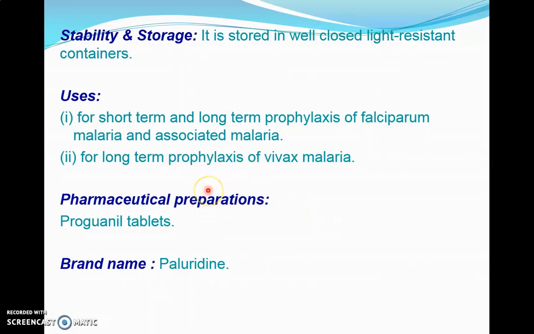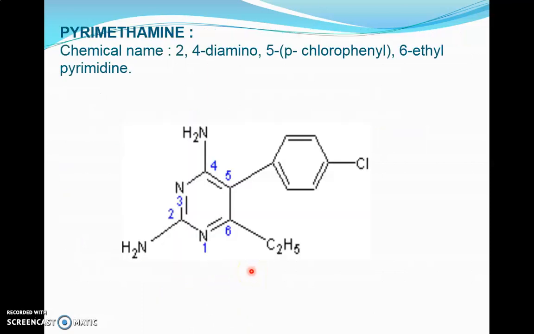So it is definitely used in the treatment of malaria as well as for prophylaxis of the vivax type of malaria. Pharmaceutical formulations include proguanil tablet and Paludrine. It is one of the brands available for proguanil.